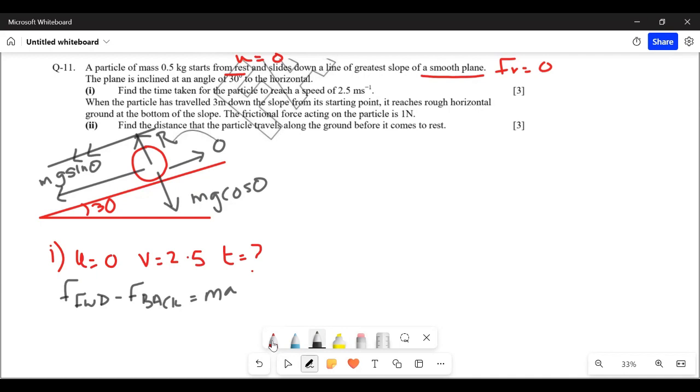Okay, so now we need to find A. So this is going to be forward force, mg sine theta, minus backward force 0 equals ma. M and M can be cancelled. 10 sine 30 equals A. So A here is also 5, like the previous question. 5 meters per second square is A.